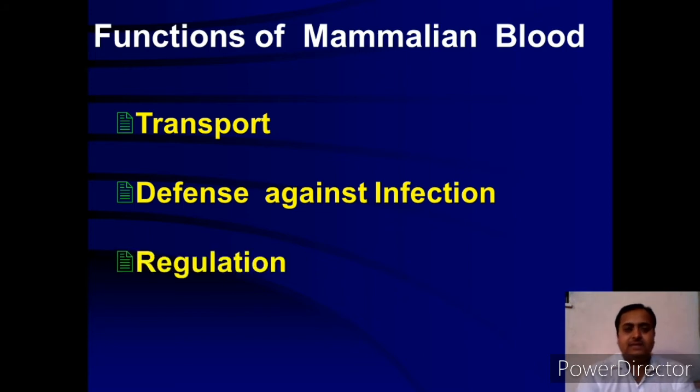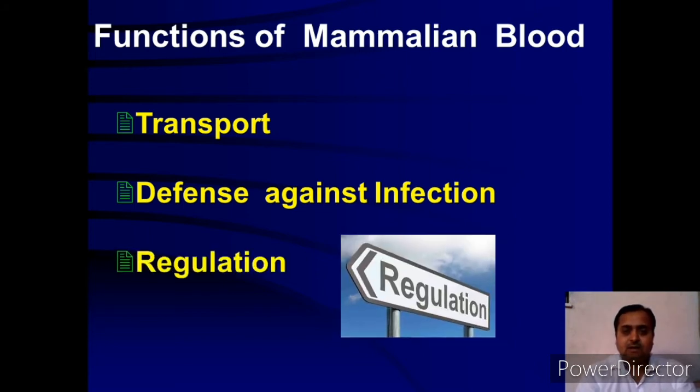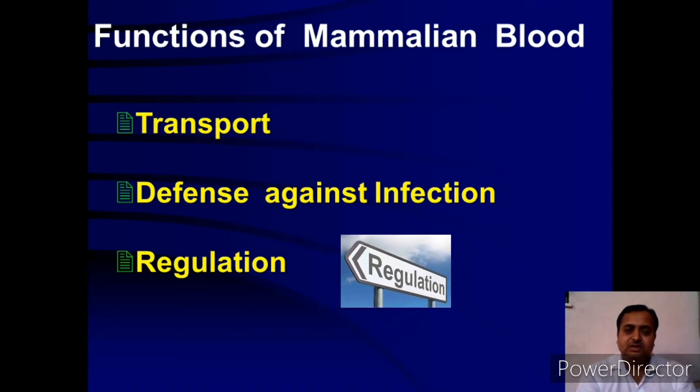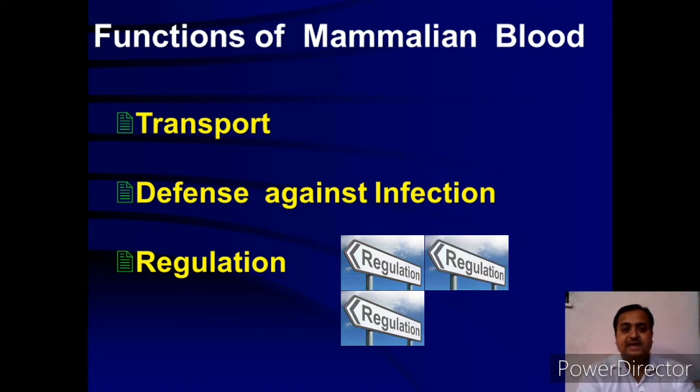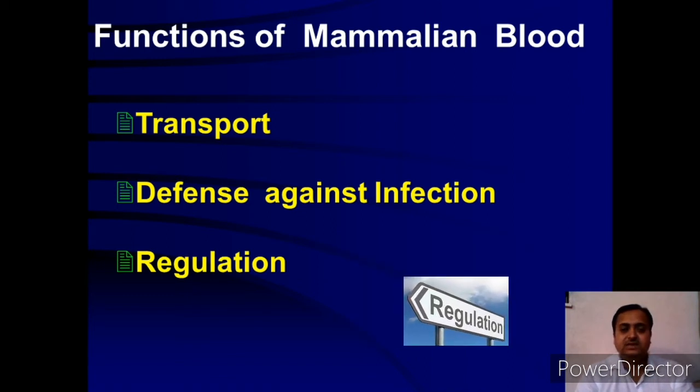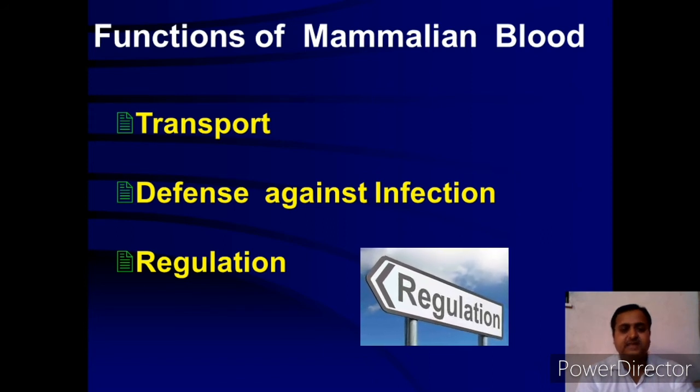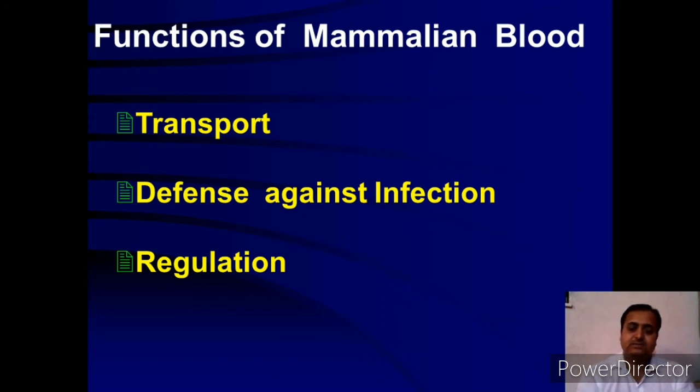The third major function of the blood is regulation. Our body temperature remains constant at 37 degrees Celsius. It is due to the blood. Also, blood carries many hormones from the producer organ to the effective organ. In this way, blood performs these three main functions: transport, defense against infection and regulation.